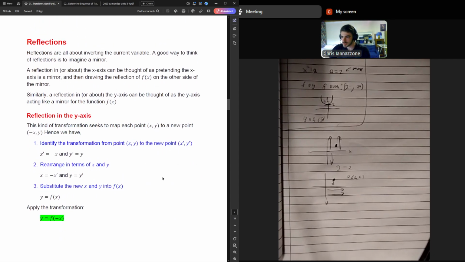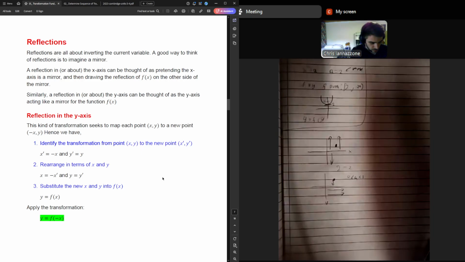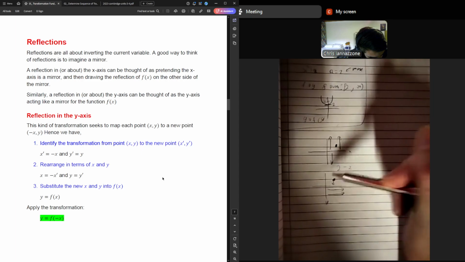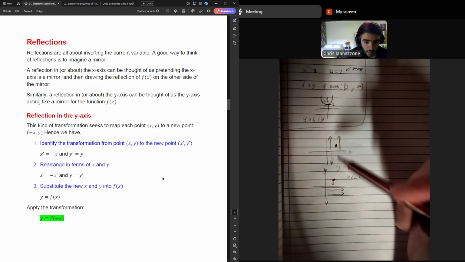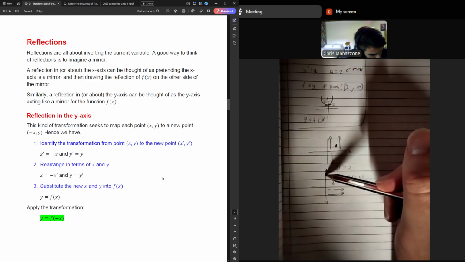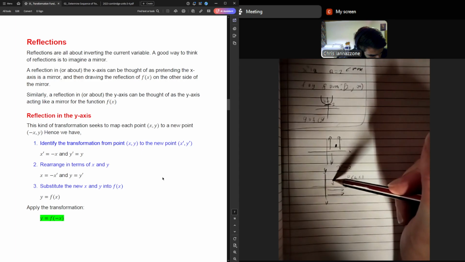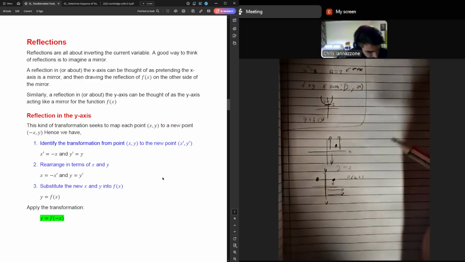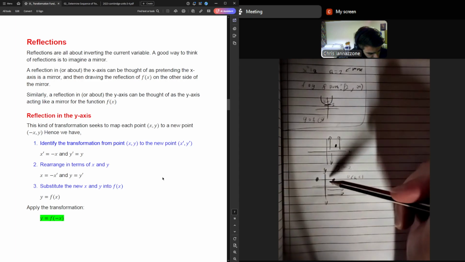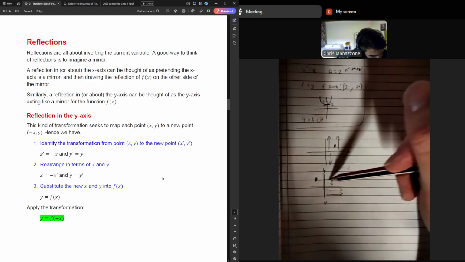Okay, reflections. So the way to think of reflections is to think of the axes of reflection as a mirror. So in this case, we're looking at a reflection in the y-axis. And so if we look at this point that we had earlier, here is our y-axis. A reflection in the y-axis means that the y-axis acts like a mirror. And so you have your little mirror here, and so the reflection of that means your new point would be over here.